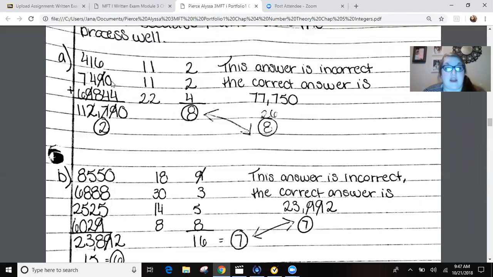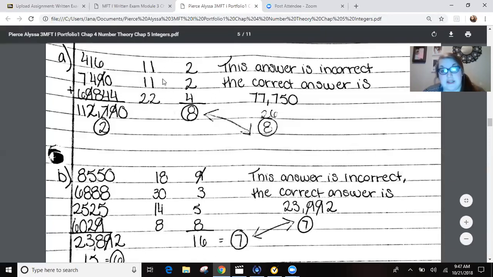7,490, you cast out the 9, that gives you 11. This number, cast out the 9, you get 22. So then you'll cast out 9s again, add those together. So we have 2, 2, and 4, no casting out 9s there, and that gives us 8. For the answer, you're going to cast out 9, so 7 and 2 combine to give you 9, and then cross out 9, of course, and that gives you 2.